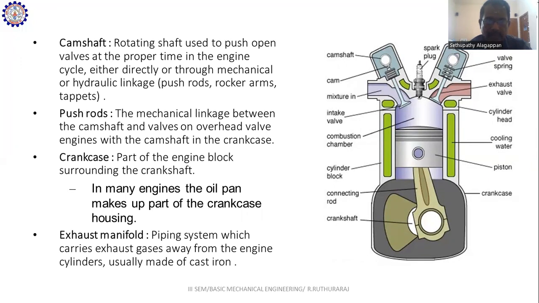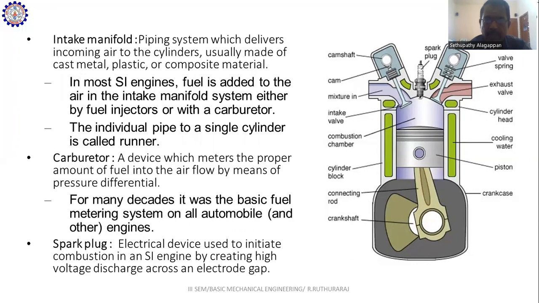Then the exhaust manifold, the piping system which carries exhaust gases away from the engine cylinders, usually made of cast iron. And the intake manifold, the piping system which delivers incoming air to the cylinders, usually made of cast metal, plastic, or composite materials. In most SI engines, fuel is added to the air in the intake manifold system either by fuel injectors or with a carburetor. The individual pipe of a single cylinder is called a runner.